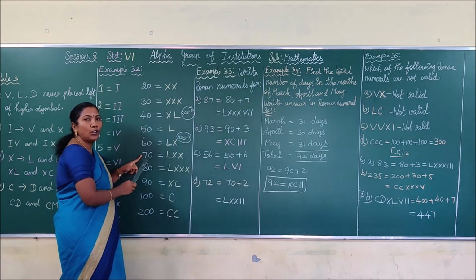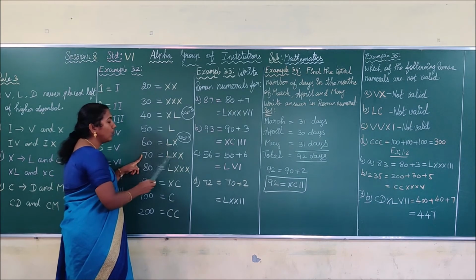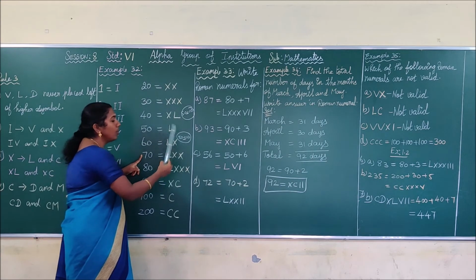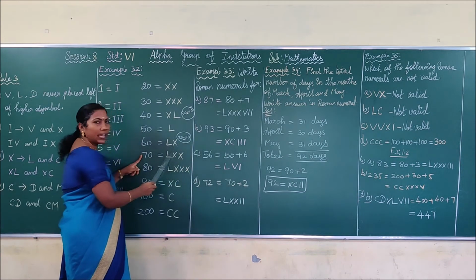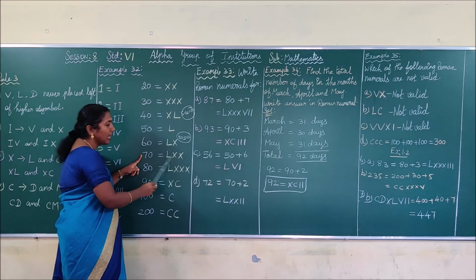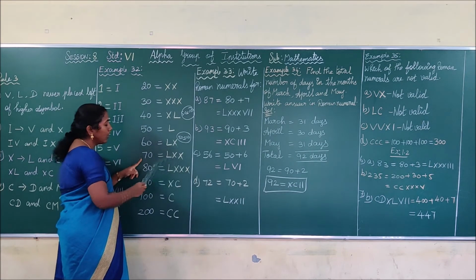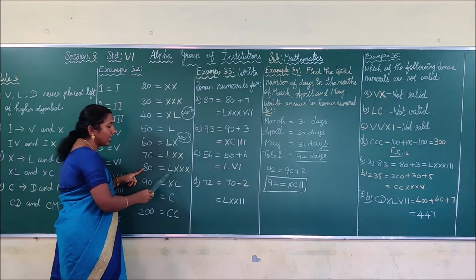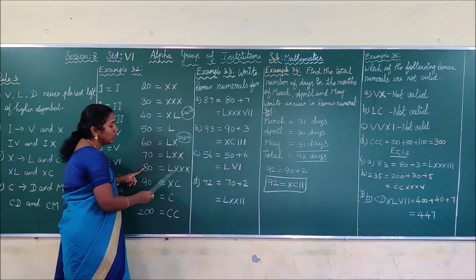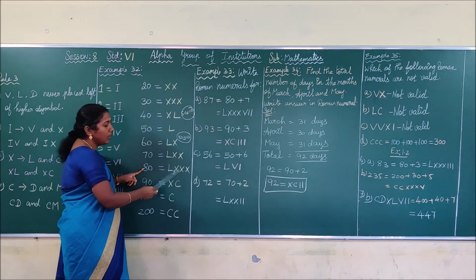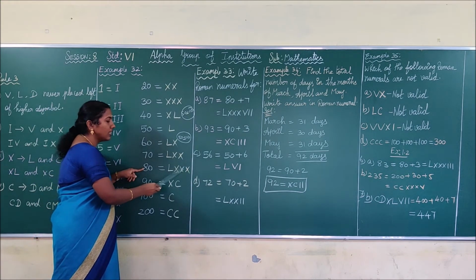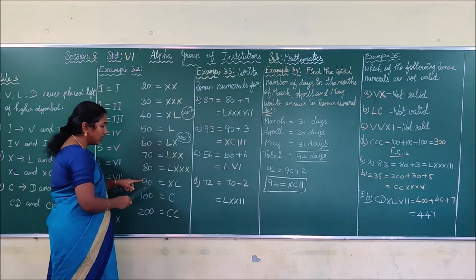How can you write the Roman numeral for 70? You have to add 20 with 50. That is LXX. To add means you have to add the symbol on the right hand side of the higher value. So you have to write it as LXX. Is it clear? How can you write for 80? You have to add 30 with 50. That is LXXX. So what is the value of L? 50 plus 10 is 60, plus 10 is 70, plus 10 is 80. Thus the Roman numeral for 80 is LXXX. Do you understand? See the next one, 90.